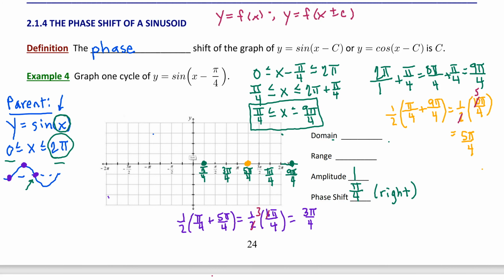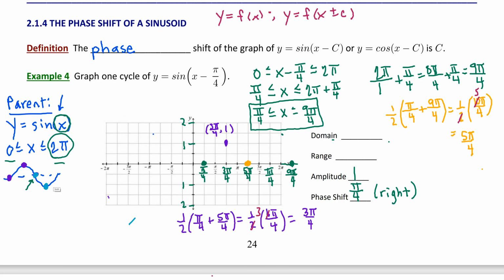Now, as we've been doing, I'm going to use 2 tick marks on the y-axis to represent 1 unit so that I can see the graph clearly. So the maximum point for this particular sine wave is going to occur at 3 pi over 4 and 1. And I'm going to go ahead and label that for good measure. The last point that we need to locate on our sine wave is where the minimum point occurs.